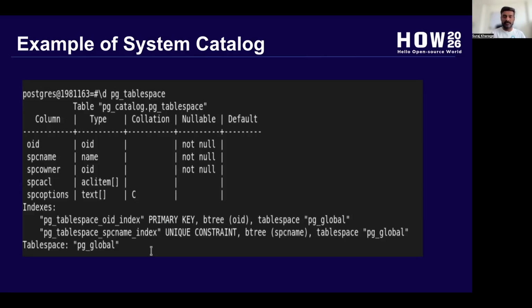Fourth column is the tablespace ACLs. Those are privileges for the tablespaces, and the tablespace options that we provided during the create tablespace command. It has two indexes. One is on the OID column and second one is on the name column. And the tablespace for this pg_tablespace is pg_global, which stores all the objects which are shared catalogs. We will see in further discussions what those shared catalogs are.